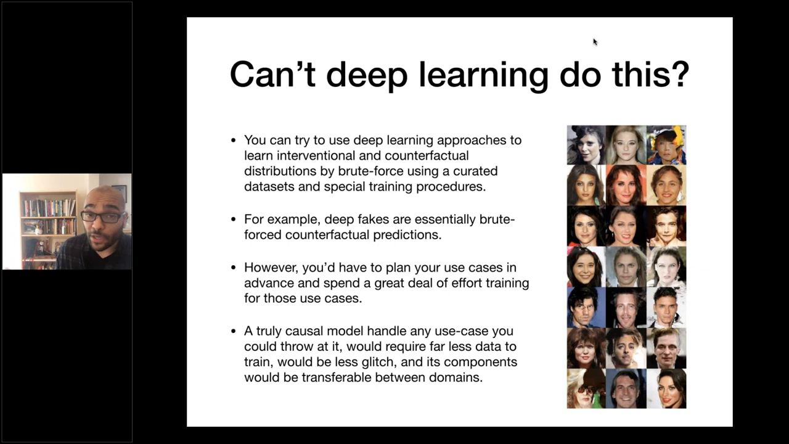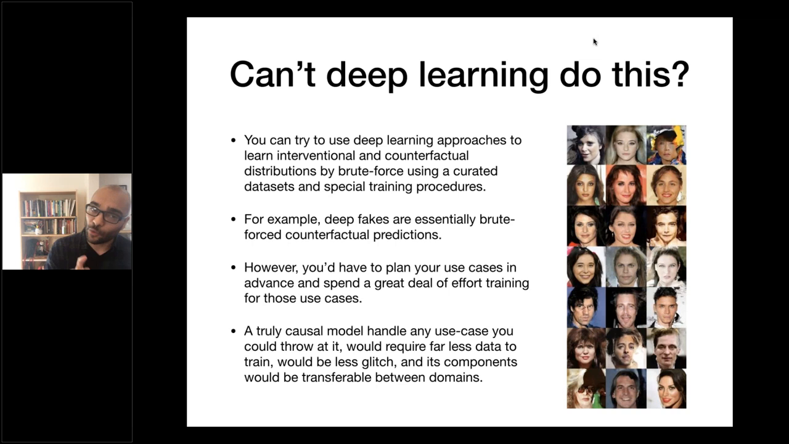So the logical question is, can't deep learning do this? And the answer is actually yes. You can try to use deep learning approaches to learn these interventional and counterfactual distributions by specially curating the data and using some special training procedures. So we know we have deep fakes, and deep fakes work. Deep fakes are essentially counterfactuals. Like, what would this video look like if, instead of Obama talking, it were Putin talking?